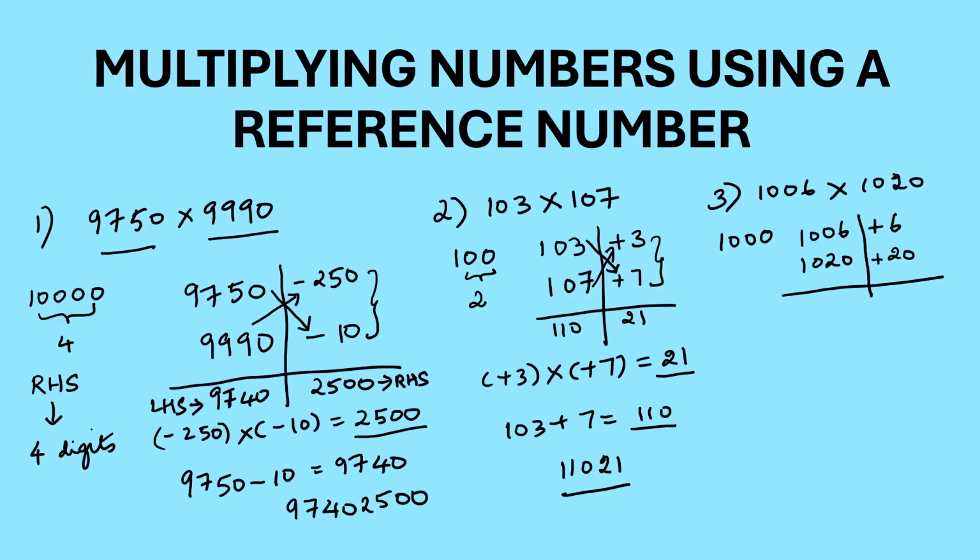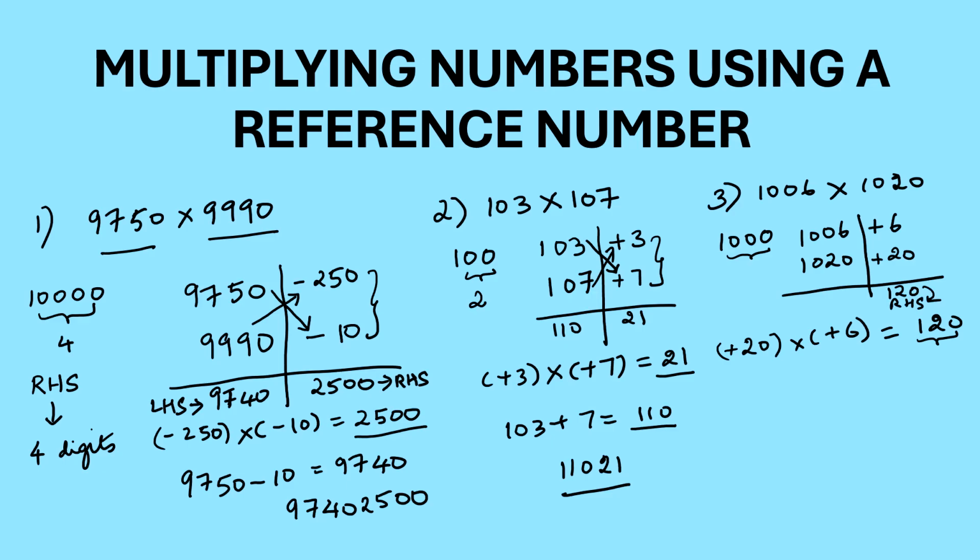Now to calculate the RHS, we multiply these two numbers. Plus 20 times plus 6 gives you 120. Since our reference number consists of 3 zeros, the RHS of our solution should consist of 3 digits. So we write down 120 as the RHS.